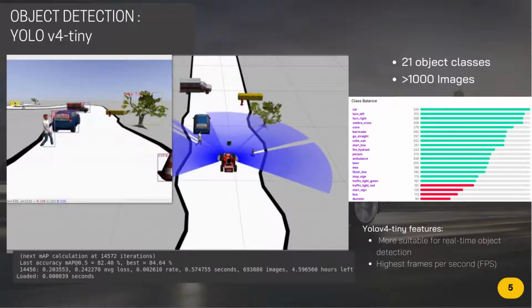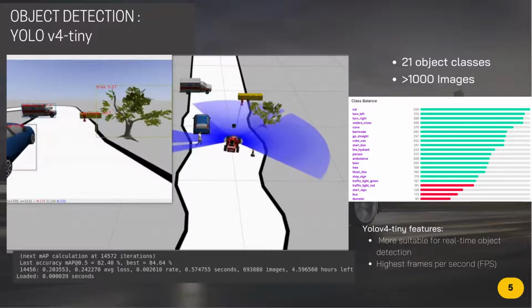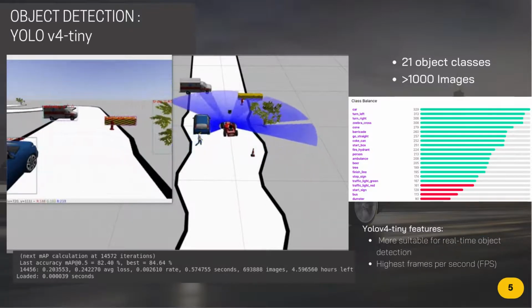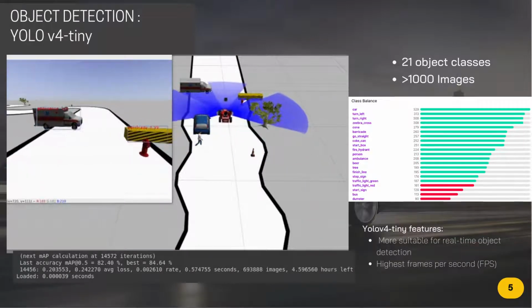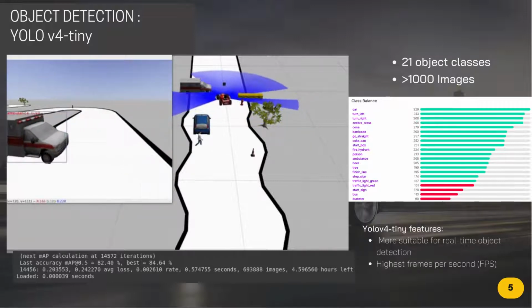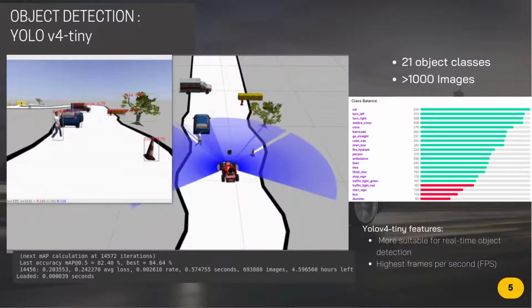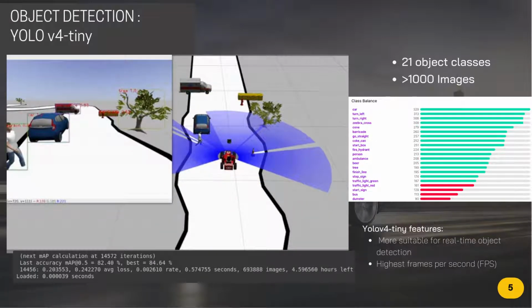We used YOLO V4 Tiny for our real-time object detection. As YOLO V4 Tiny is the lightest version of YOLO V4, it is promised to have pretty decent accuracy with the highest speed in processing image frames. We trained our model with 21 different object classes.